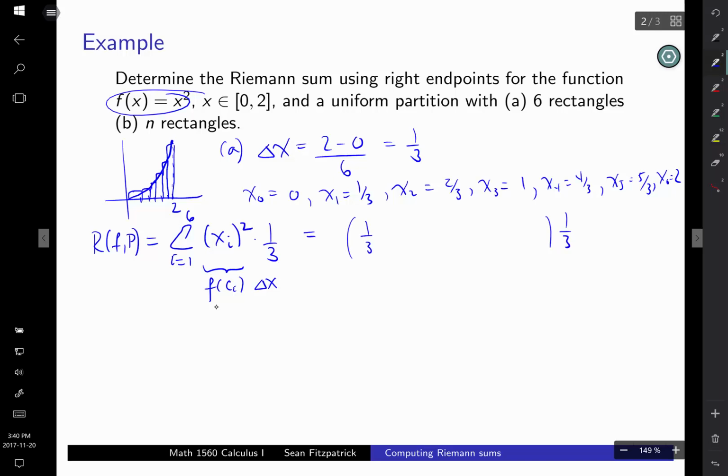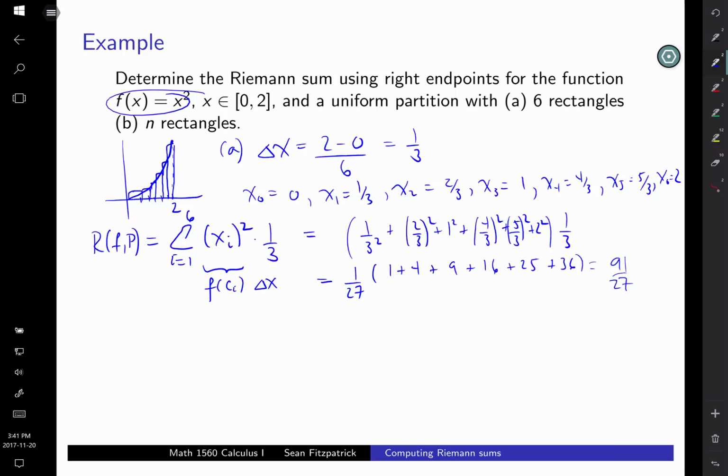So I'm going to do 1/3 squared plus 2/3 squared plus 1 squared plus 4/3 squared plus 5/3 squared plus 2 squared. That's my sum. If I want to, I could work this out. If I pull out the 1 over 3 squared, 1 over 27 times 1 plus 2 squared is 4, plus 3 squared is 9, plus 4 squared is 16, 5 squared is 25, 6 squared is 36. And I suppose if we wanted to, we could add all those up. 36, 40, 50, 75, 85, 91. 91 over 27. I think that's about right. And we could work that out on the calculator.